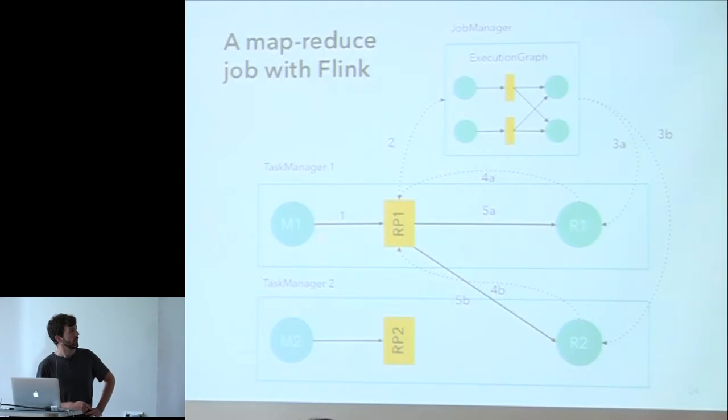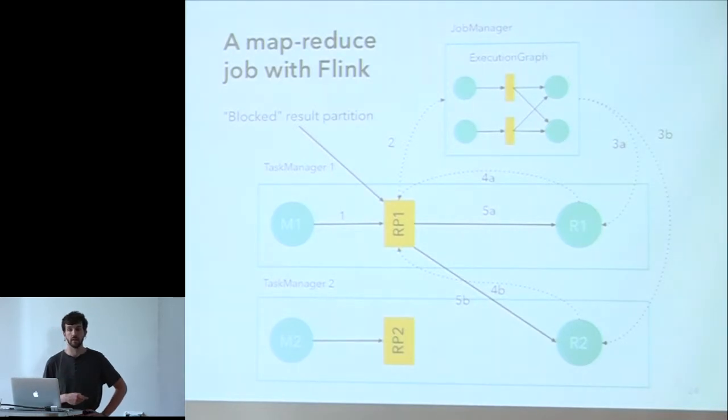Once it has brought up these two mappers on two different task managers, the mapper will report to the job manager when an intermediate result is available. The job manager will then proceed and tell the next operator to come up, or tell it to fetch the data. And the operator will get the data either locally from this result partition, that's what we call the partial results, or via the network, for example. Right, here it goes over the network.